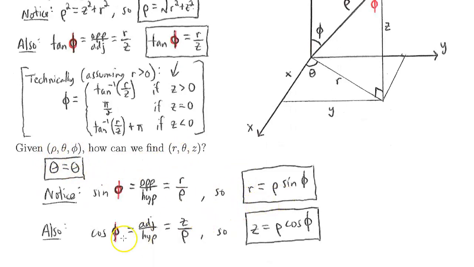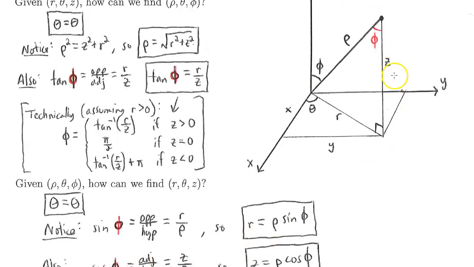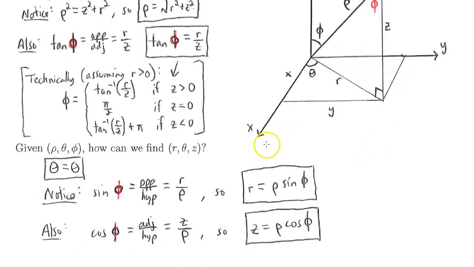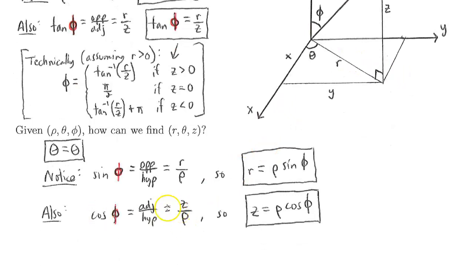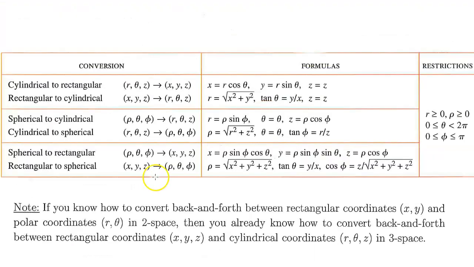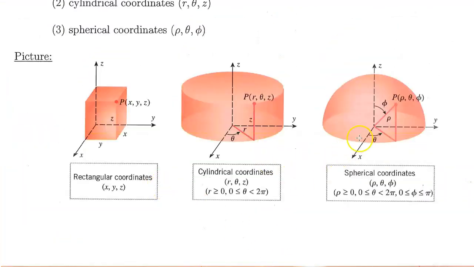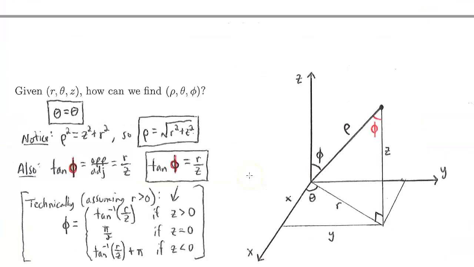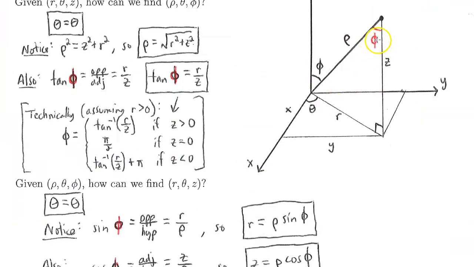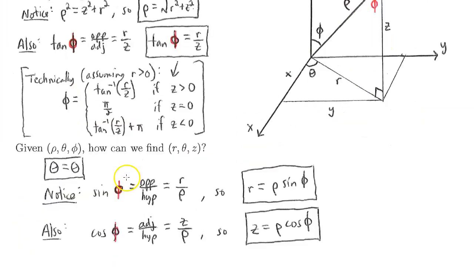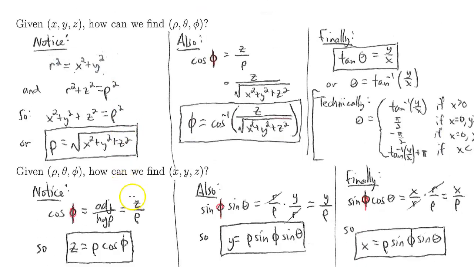Now we can do the same thing with cosine of phi. Cosine of phi is adjacent over hypotenuse, so it's z over rho. Okay, so in other words, multiply both sides by rho, we would get z is equal to rho cosine phi. And so notice we've written z in terms of rho and phi. Okay, so we have all these coordinates, r, theta, z, in terms of rho, theta, phi. So now we know how to convert back and forth between cylindrical and spherical coordinates. Okay, but you see how key writing this phi here was to all these formulas.